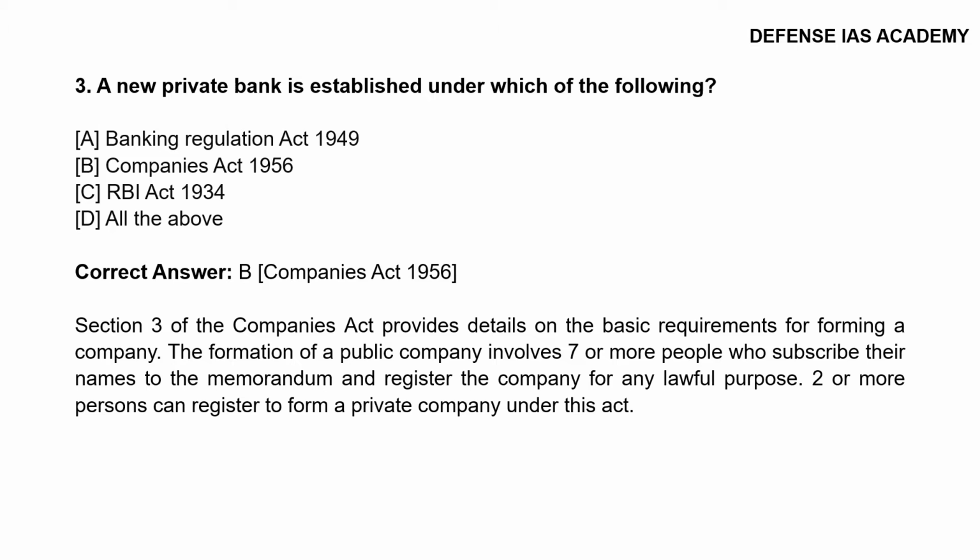2 or more persons can register to form a private company under this act. So again, to repeat, for a public company it is 7 or more people who come together and register the company for a lawful purpose, and a private company is one where 2 or more people can come and register under the Companies Act of 1956.